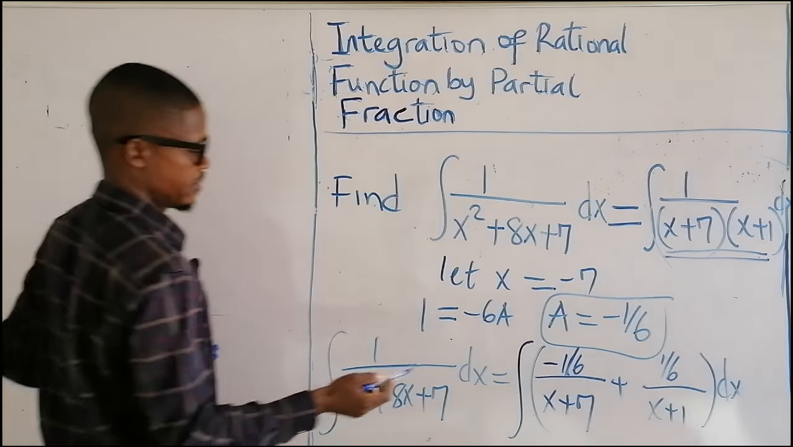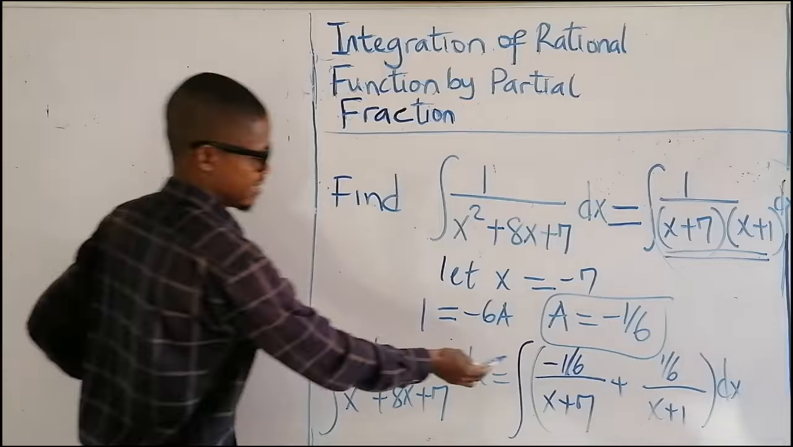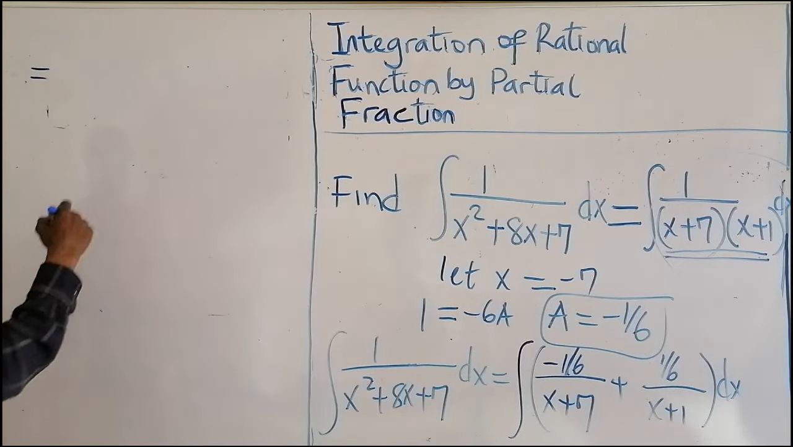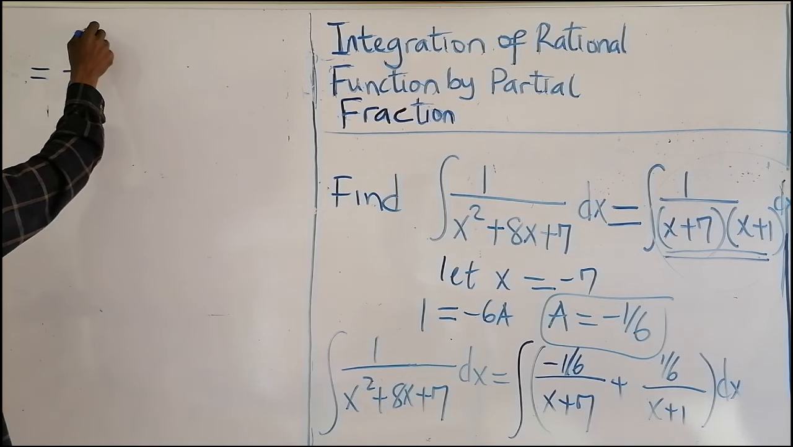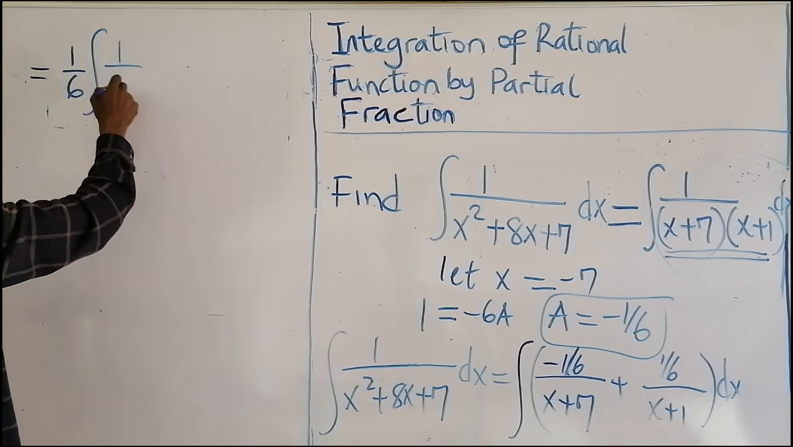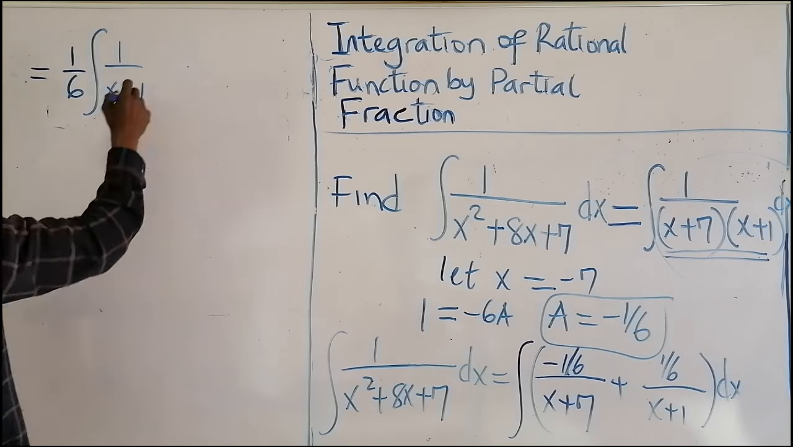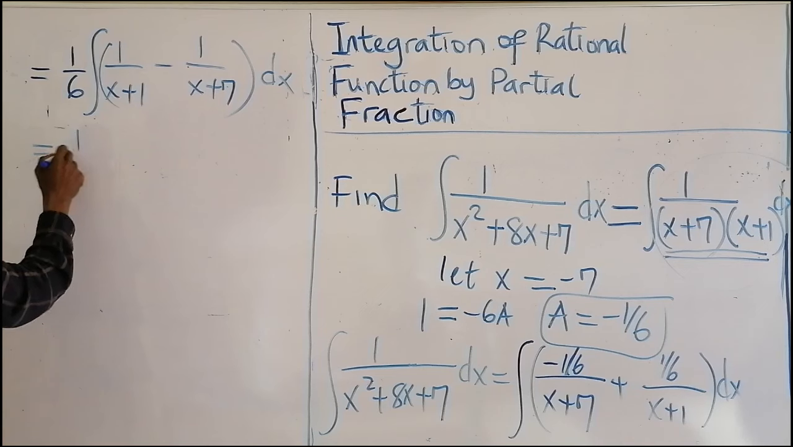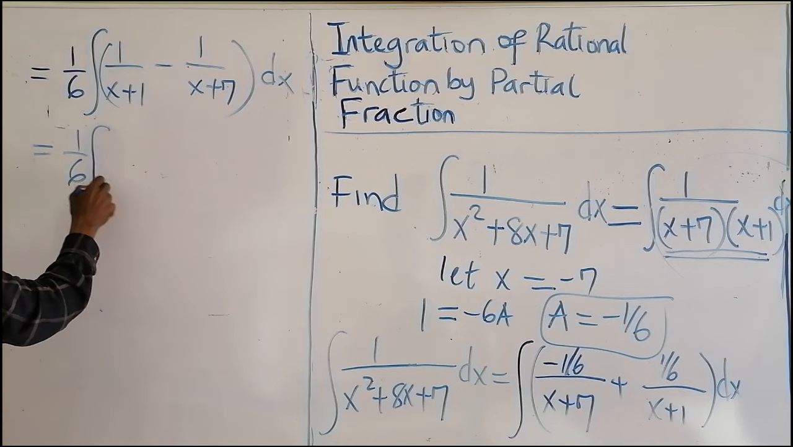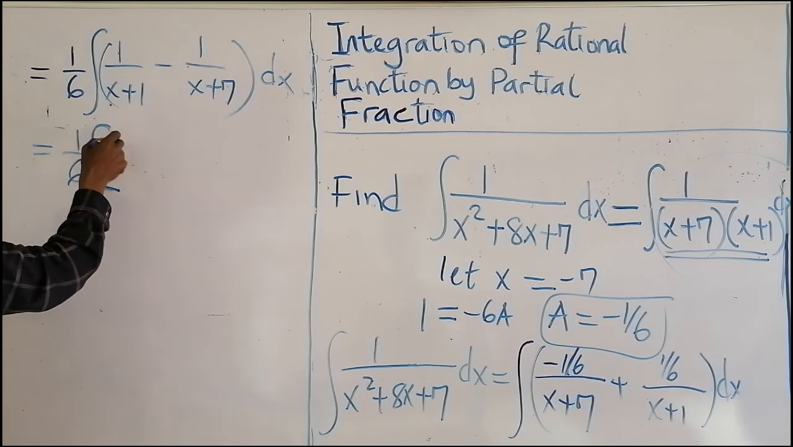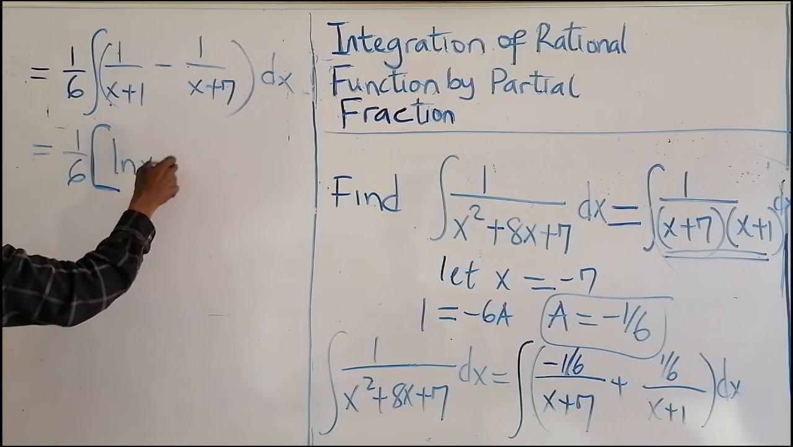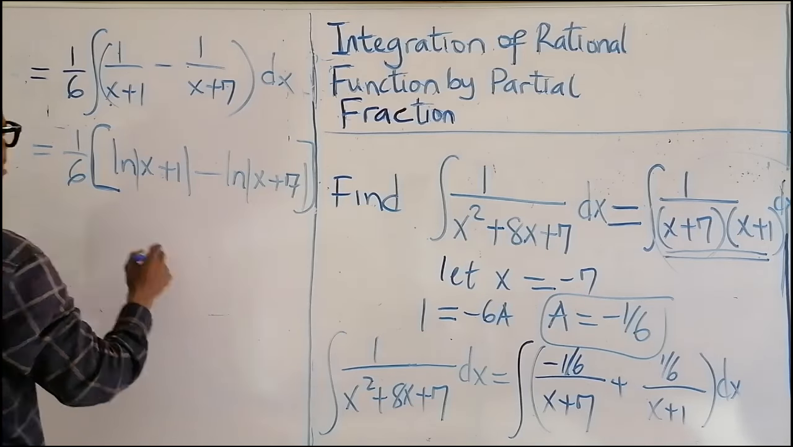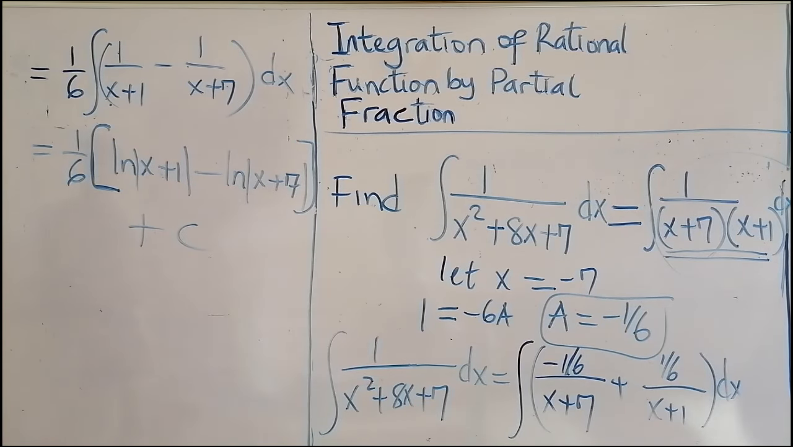Then this will be equal to, because of this negative, I'm going to start with the positive. 1 over 6 is common, we can take it outside. So we have the integral of 1 over x plus 1, let's write the positive first, then minus 1 over x plus 7. So in the final conclusion, we have 1 over 6 in brackets: the integral of 1 over x plus 1 is ln|x plus 1|, then minus the integral of this, that's ln|x plus 7|, and then plus C. And that finishes that solution.